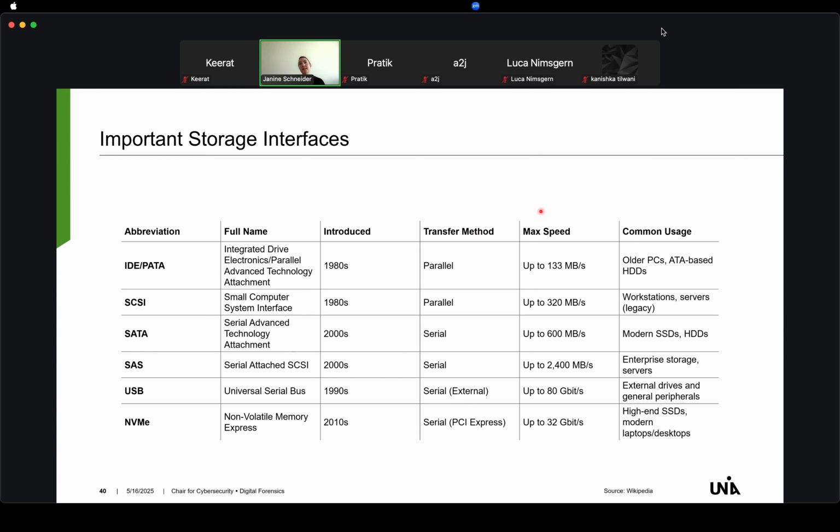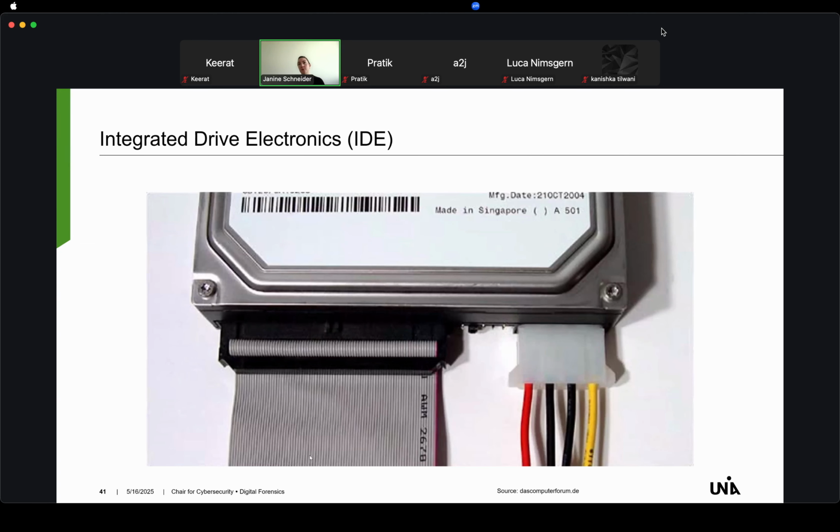Yeah. And these numbers are all just approximate numbers from Wikipedia. You have so many dependencies here, so don't take that or that one too seriously. Yeah, so here you can see an example picture of an IDE connector. You can see an HDD here connected via IDE to something.